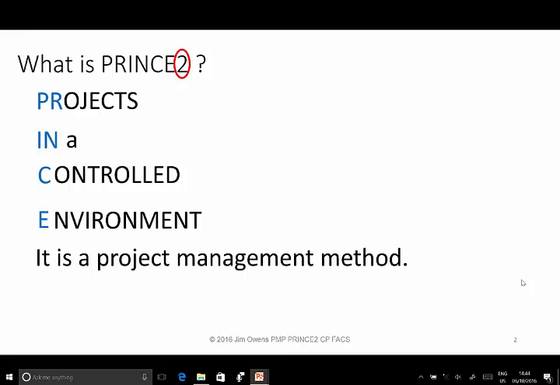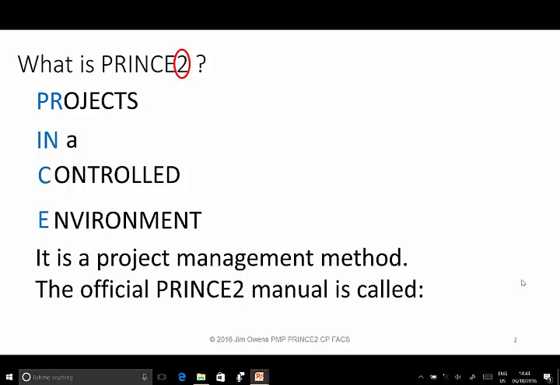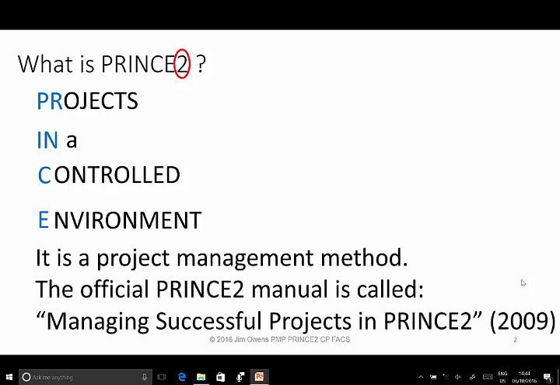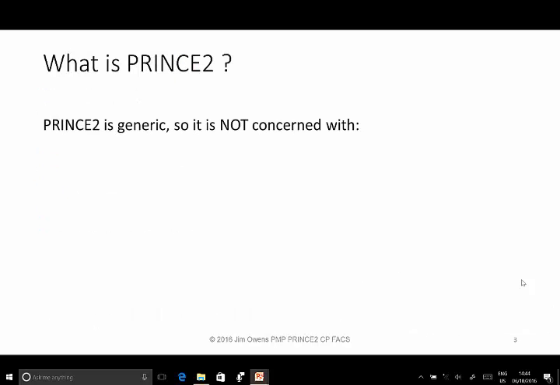PRINCE2 is a project management method. It originated in the UK government, but now it is used all over the world. The official PRINCE2 manual is called Managing Successful Projects with PRINCE2, published in 2009, and this is where much of the information from this presentation came from. PRINCE2 is generic, so it is not concerned with specialist aspects. A project manager might, and probably will, do some of the specialist work on the project. That is not part of a project manager's role, and so it is not covered by PRINCE2.